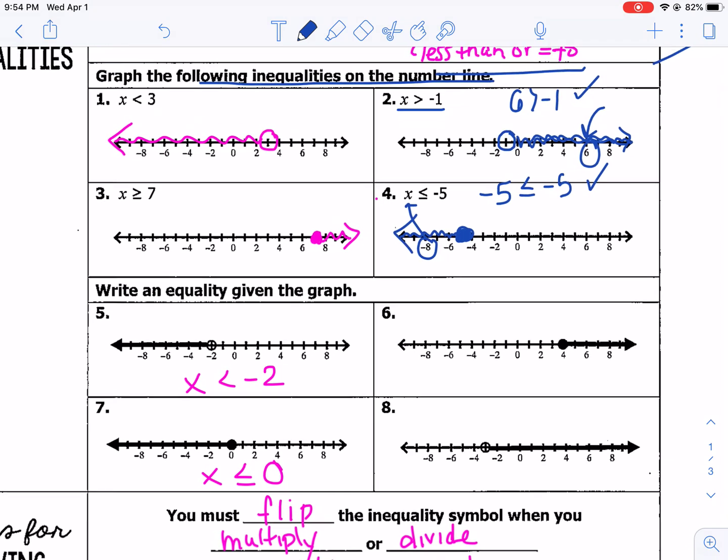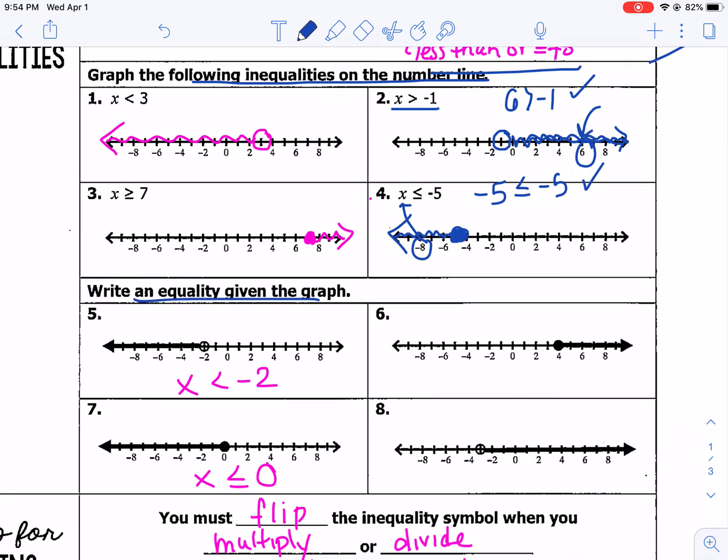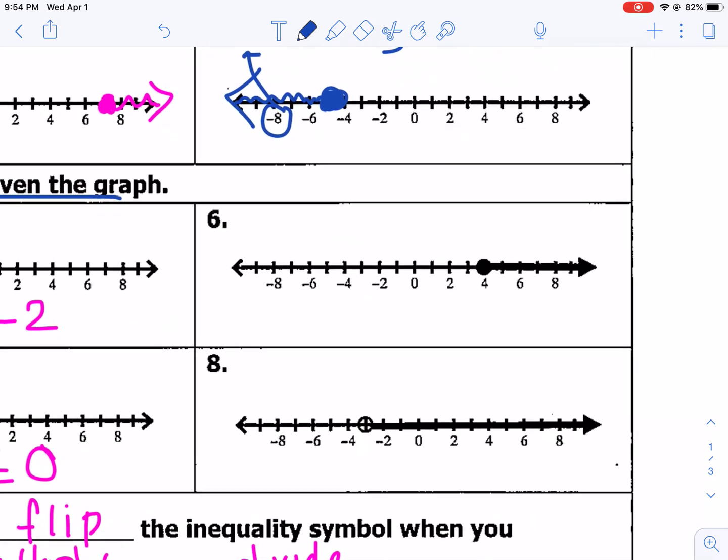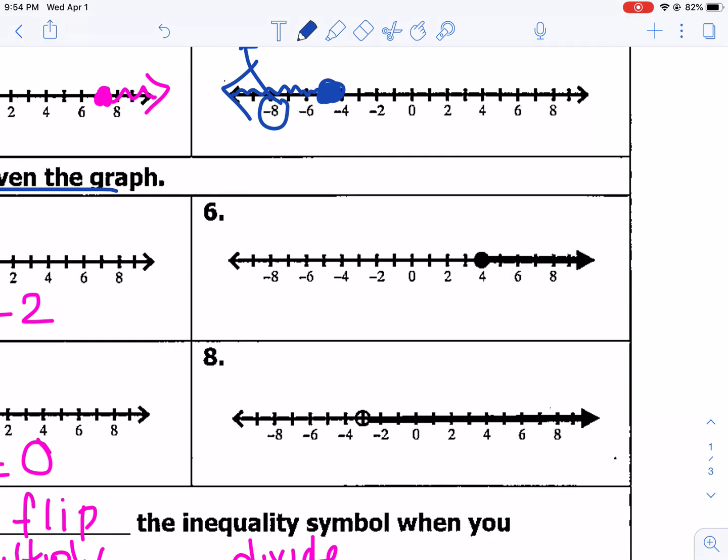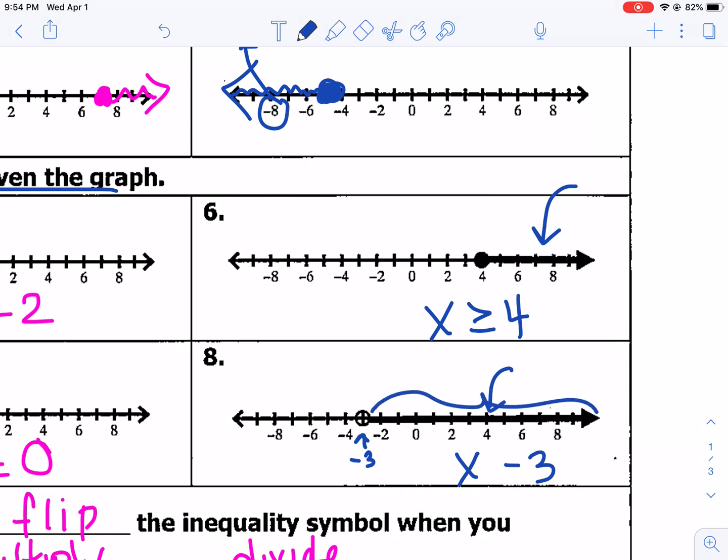Now, numbers 6 and 8 say write an inequality given the graph. Taking a look at 6, these are my solutions. How are they related to 4? They are greater than or equal to 4, closed point. Taking a look at 8, this number here is -3. So how is x related to -3? Once again, all of my solutions are up this way. Those numbers are greater than -3.